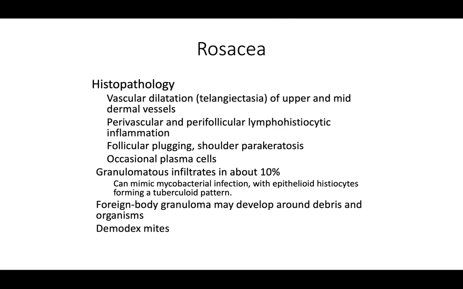You're going to want to look for perivascular and perifollicular lymphohistiocytic inflammation, follicular plugging, shoulder parakeratosis, which are buzz phrases for seborrheic dermatitis, occasional plasma cells, which are often reactive in nature on the head and neck of patients. You may see granulomatous infiltrates in about 10% of the cases. These can mimic mycobacterial infections with epithelioid histiocytes forming a tuberculoid pattern. You may see foreign body granulomas developing around debris and organisms, and of course, Demodex mites.